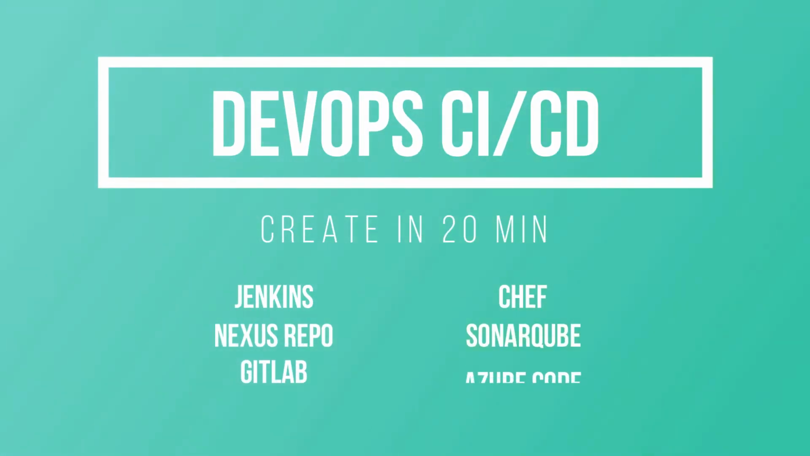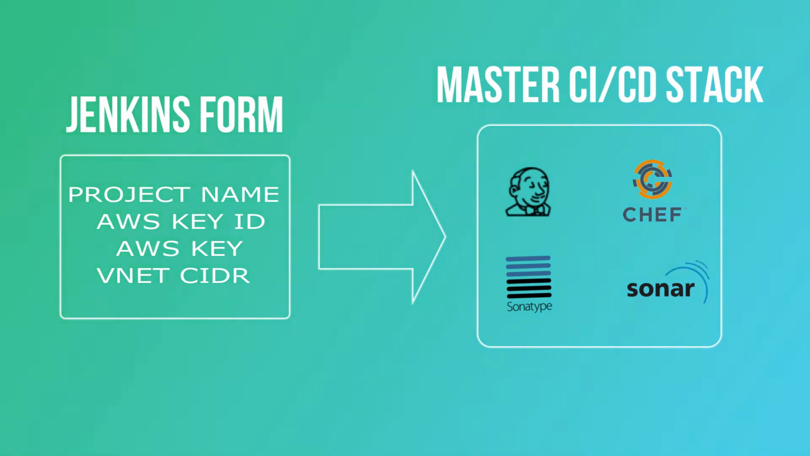In this video, I'm going to explain how to create a complete DevOps CI/CD stack from scratch. This target stack will be a fully functional DevOps framework with working examples of build automation, infrastructure as code, Chef deployments, code quality metrics, and various other administrative jobs.